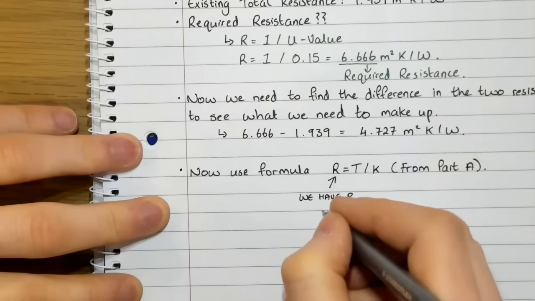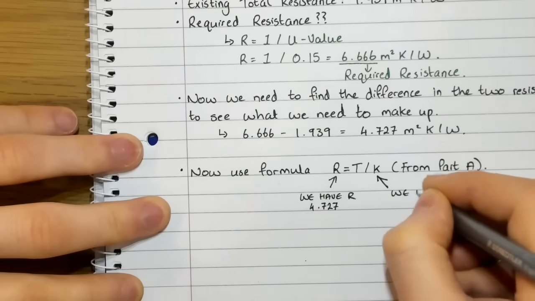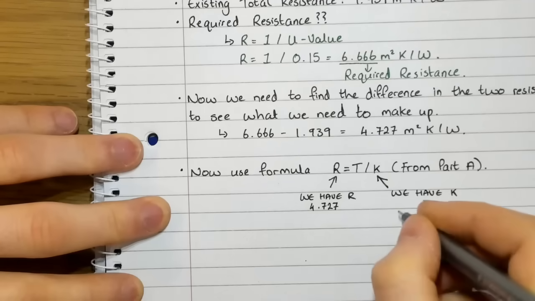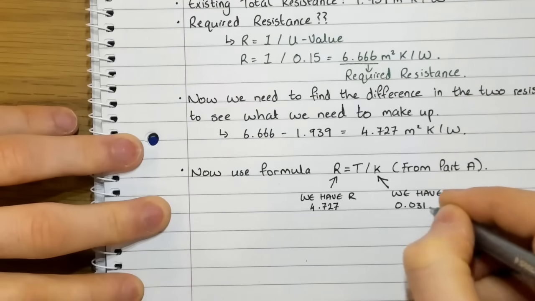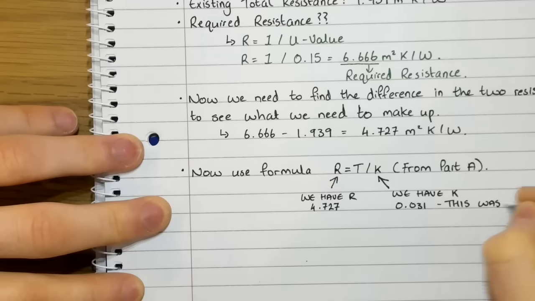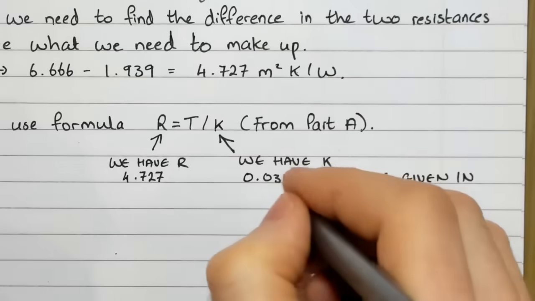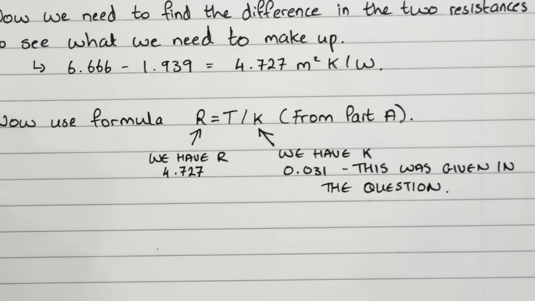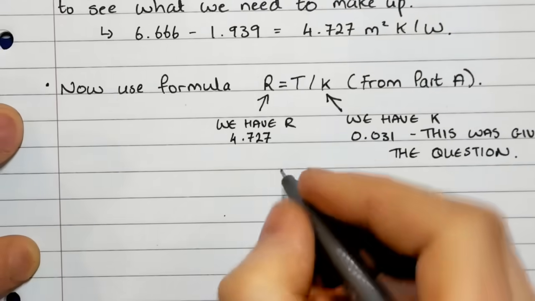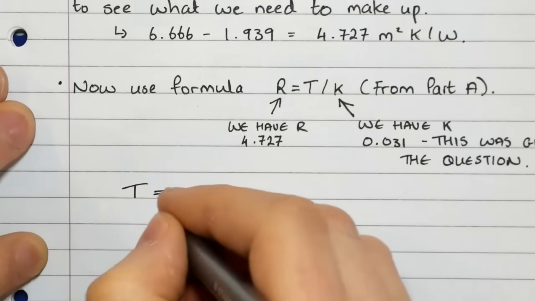We know our resistance is 4.727. We know our conductivity is 0.031 because it gives us that in the question. That is the conductivity of the insulation that we're going to add. Now, we can't use this formula as it is because we're looking for the thickness. This formula would be no good to us because we already have the resistance. So we're going to manipulate it.